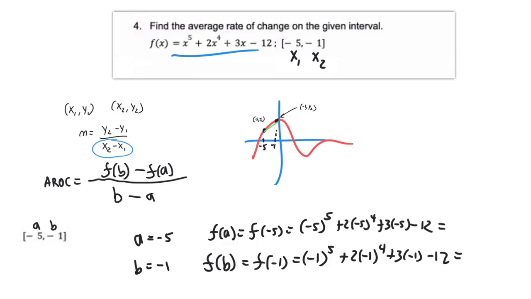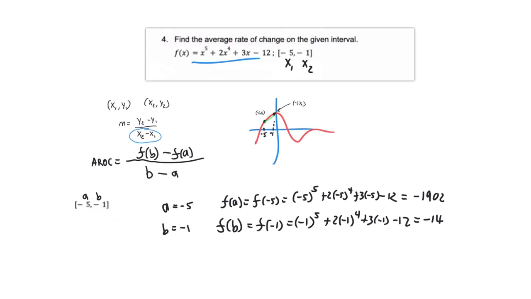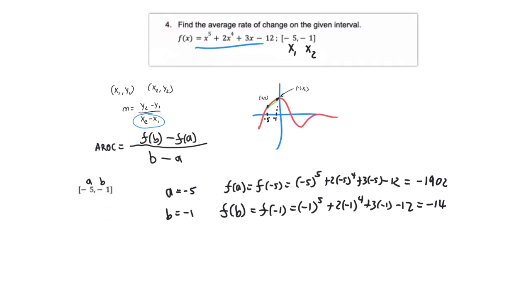So we have that. Now, obviously, let's use our calculator because who wants to do this? So when you plug in -5, you're going to get -1902. And when you plug in -1, you're going to get -14. Okay. So big difference, right? Definitely a big difference. So let's see, x to the fifth plus 2x to the fourth plus 3x minus 12. Yeah, it looks like I did it right. So now that was annoying, right? Maybe. But now we have our f of a, and now we have our f of b.